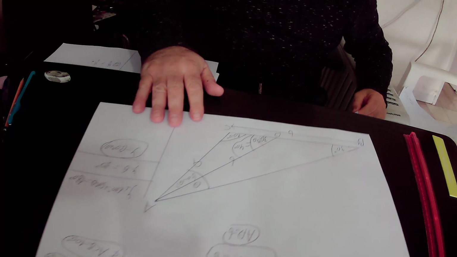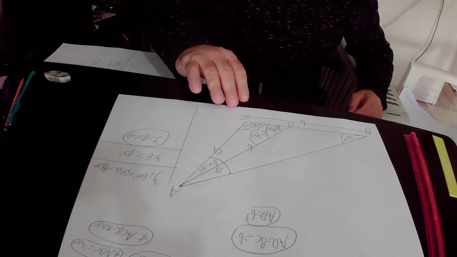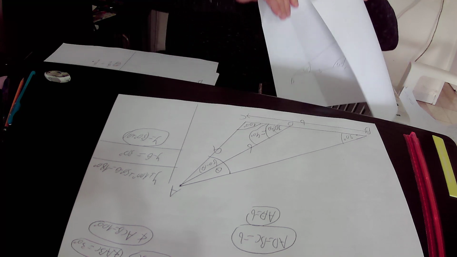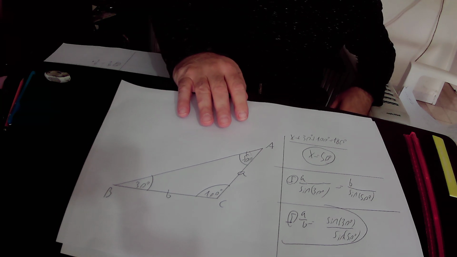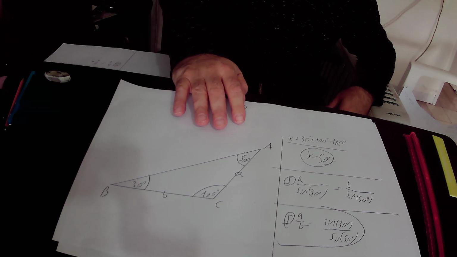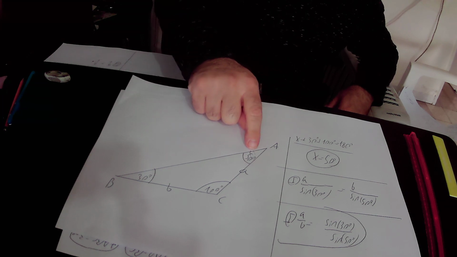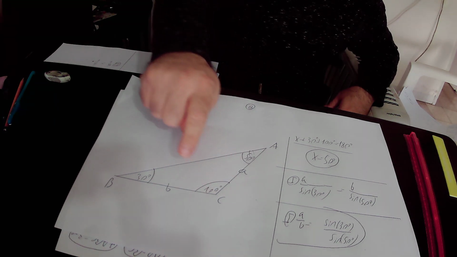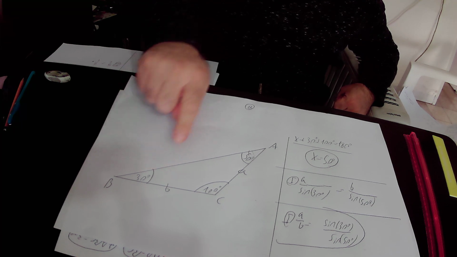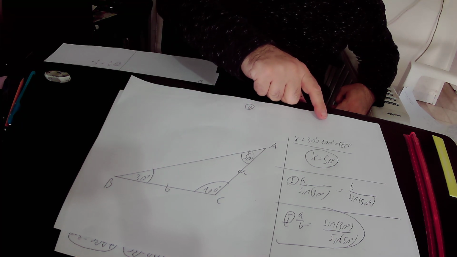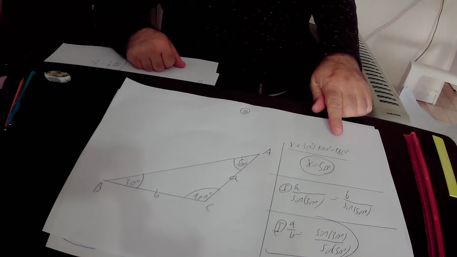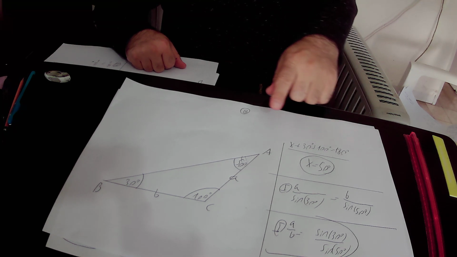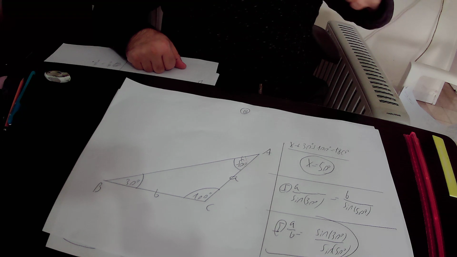In triangle ABC, the sum of the angles must be equal to 180 degrees. So angle X plus this angle that is 100 degrees plus this angle that is 30 degrees, in total they must be equal to 180 degrees. We subtracted 130 degrees from this equation, and we found that angle X equals 180 degrees minus 130 degrees, which is 50 degrees. So this angle equals 50 degrees.